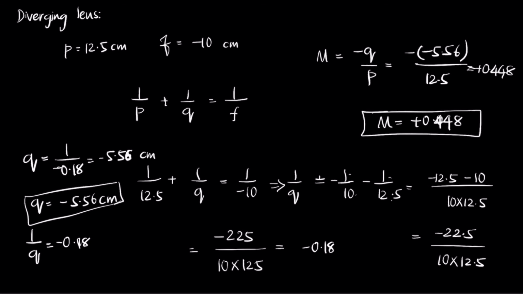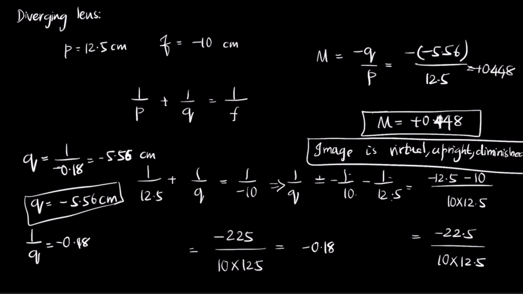It's less than 1, the magnification factor is less than 1, so it is diminished. Remember that this is a diverging lens, so the image is always virtual and upright. And because m is less than 1, it is diminished. So the image is diminished as well. So this is how you can solve the problem.